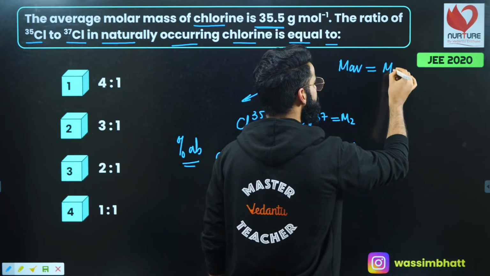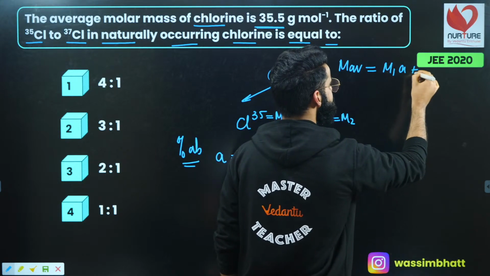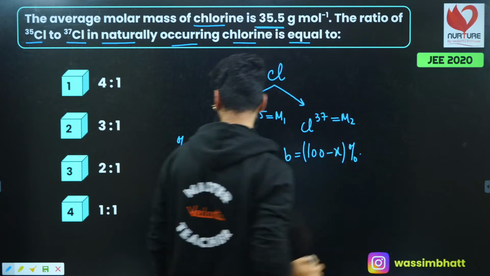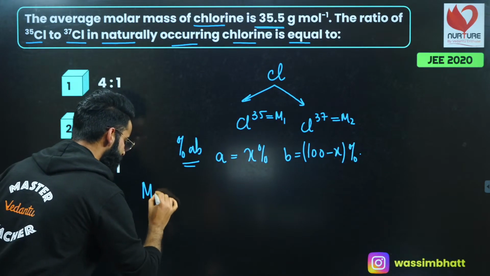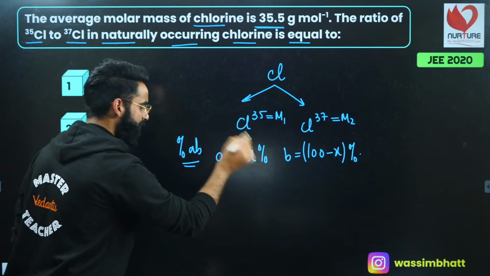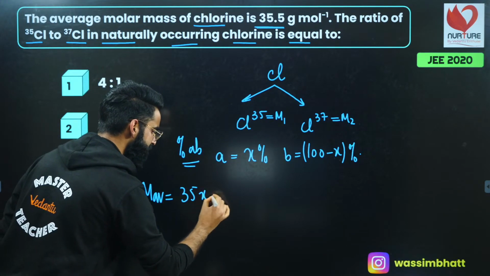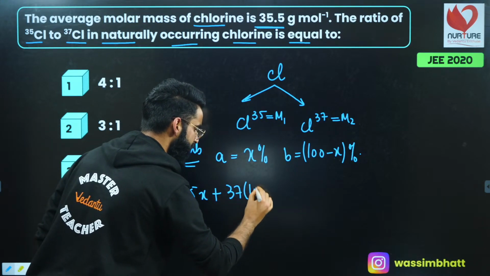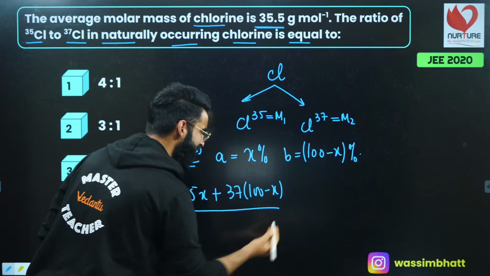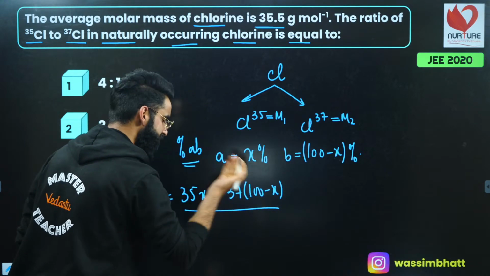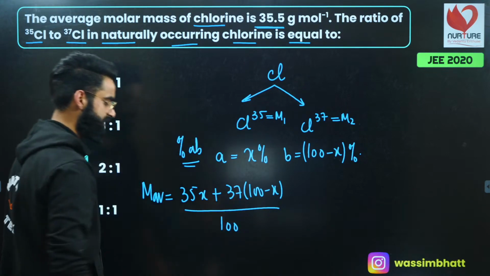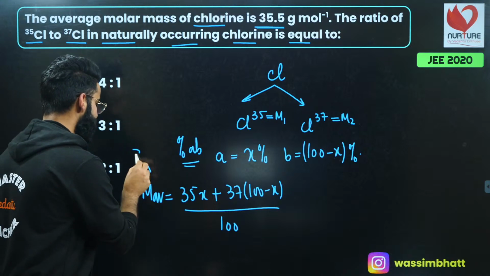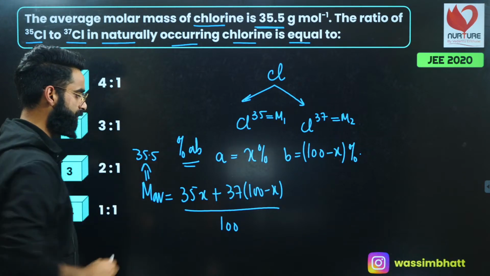So it's going to be M1 multiplied by A plus, let me write it somewhere here. I'm not getting space properly over here. So I'll be writing it over here, right? M average is going to be equal to M1 multiplied by A, that means 35 multiplied by X, plus M2 multiplied by B, which is 37 multiplied by 100 minus X, divided by A plus B. A plus B, the sum of percentage abundances of all the isotopes, is always equal to 100, right? Well, people, this value is given as per the question and it's given to me as 35.5, right?